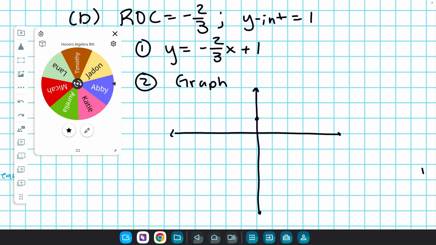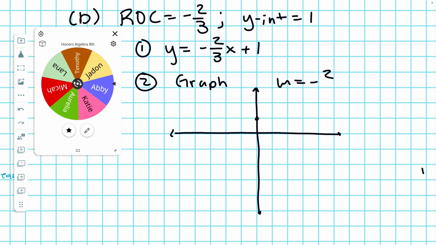What is one of the word combinations we can use to describe its direction, if our slope is negative 2/3? Up 2. Nope. Oh, my bad. Write it in the graph or just graph it? Write it first. Okay.